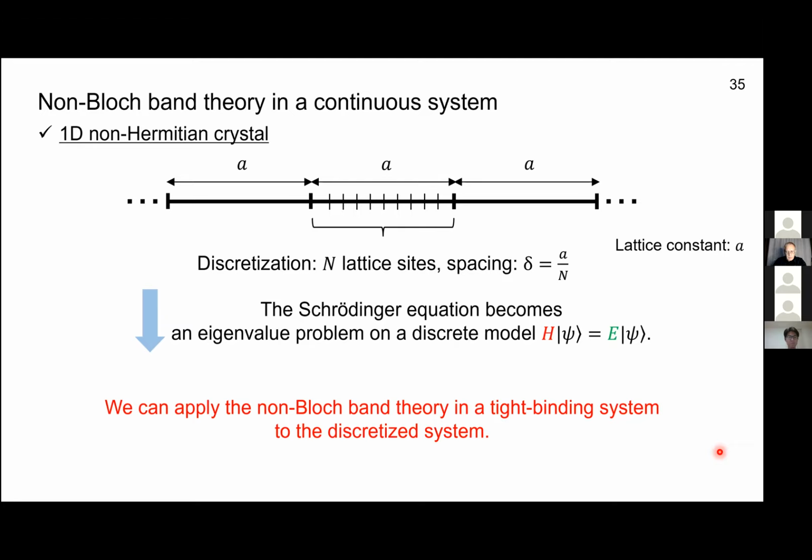To this end, we divide this continuous system. We discretize the unit cell into N lattice sites, and the spacing δ is equal to a over N. Then the Schrödinger equation becomes an eigenvalue problem on a discrete model of this form. So we can apply the non-Bloch band theory in a tight binding system to the discretized system.